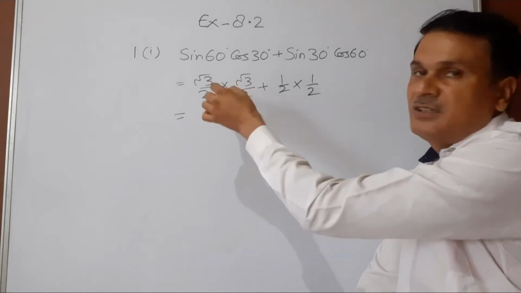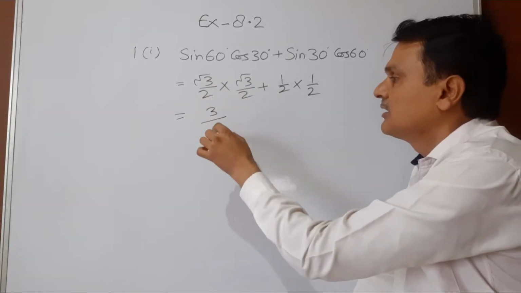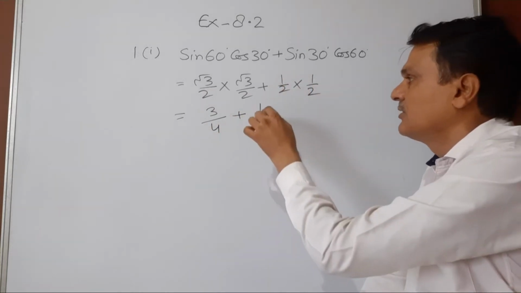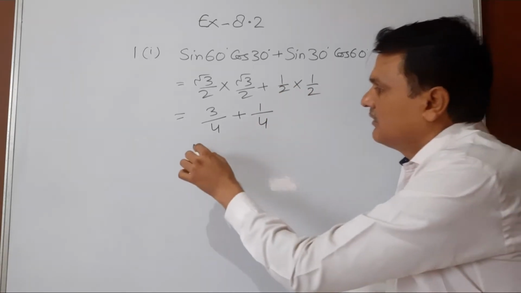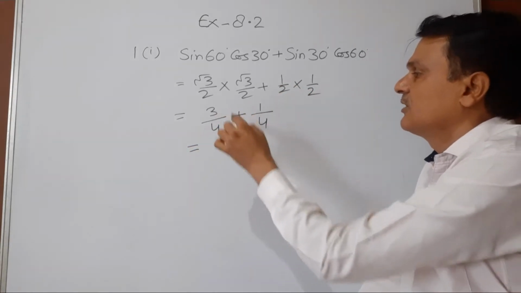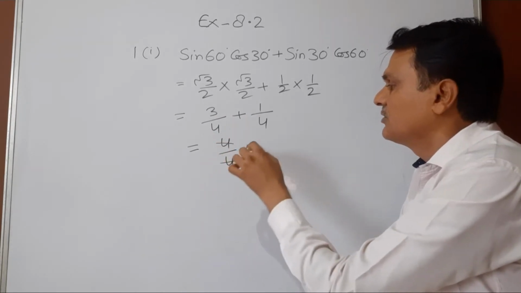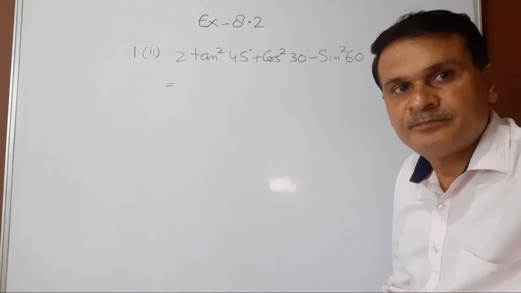Now root 3 multiplied by root 3 gives 3 upon 2 into 2 gives 4, plus 1 and 1 multiplied gives 1, 2 and 2 multiplied gives 4. After this, 3 plus 1 is 4 upon 4, the 4s cancel out to give the value 1. This is the answer of part first.